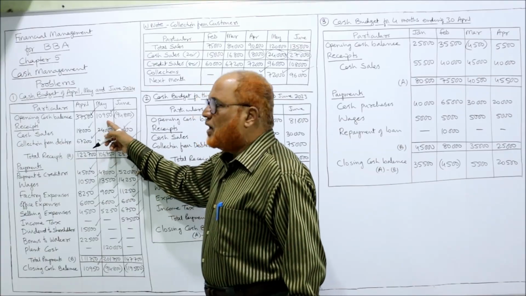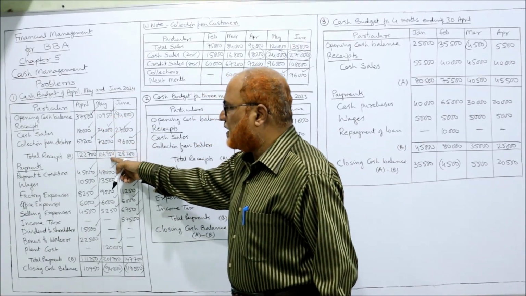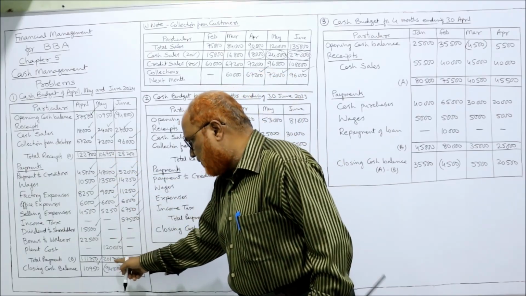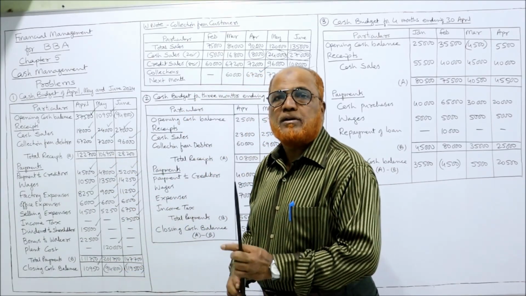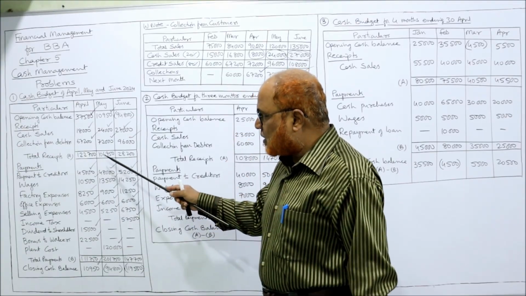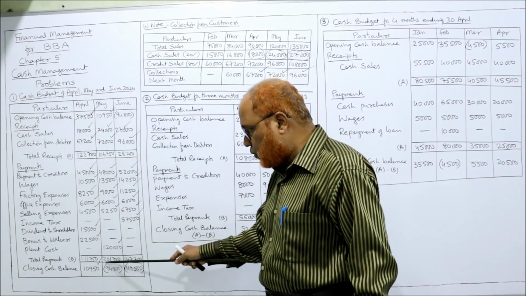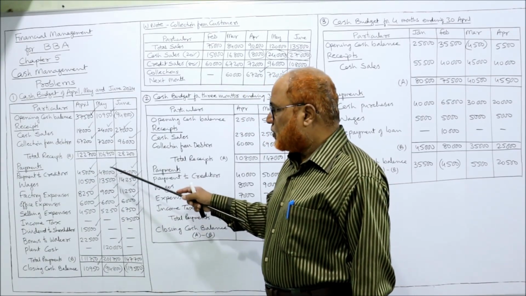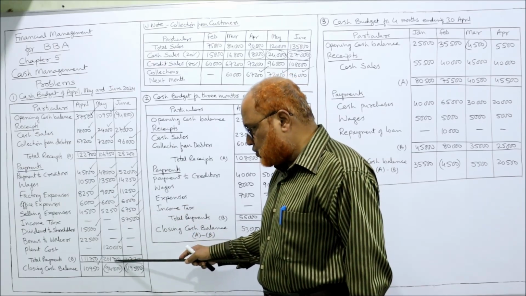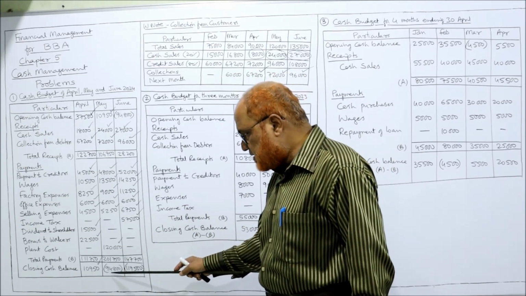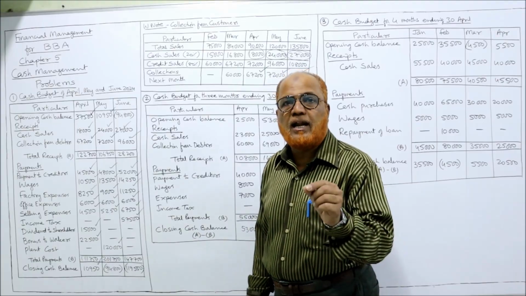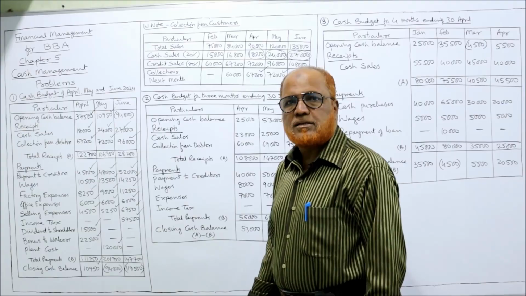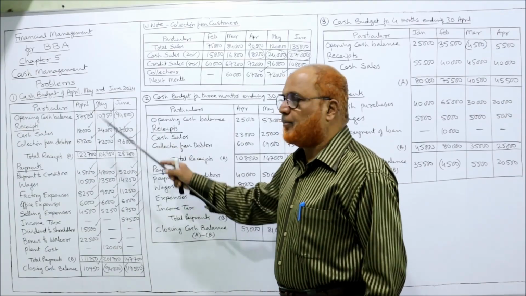Now take the total of A here, 1,06,950. Total of B, 2,01,750. Now here payments are more than receipts. Receipts are only 1,06,950. Payments are 2,01,750. So you are getting a negative cash balance. So 1,06,950 minus 2,01,750, the difference is 94,800 negative. That's why I'm putting it in brackets. This is the closing cash balance of May.